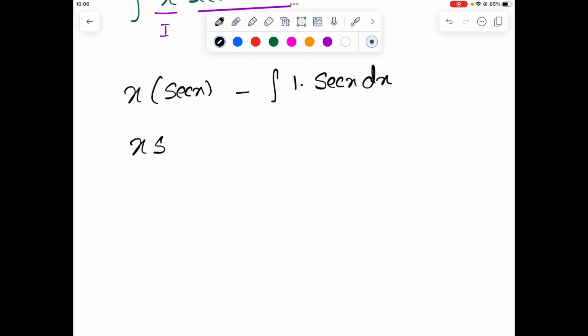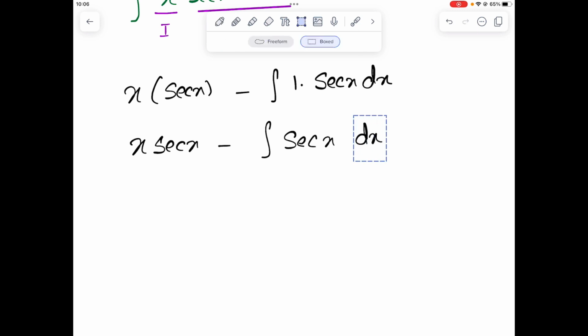So it becomes x secant x minus integral of secant x. You should remember the formula for integral of secant x. If you can't remember the formula for secant x, you have to derive it. What is that? I move this dx to the side and I multiply and divide with secant x plus tan x.